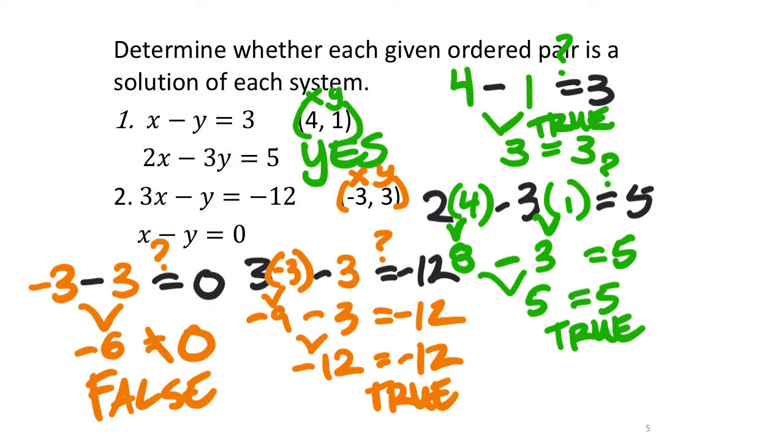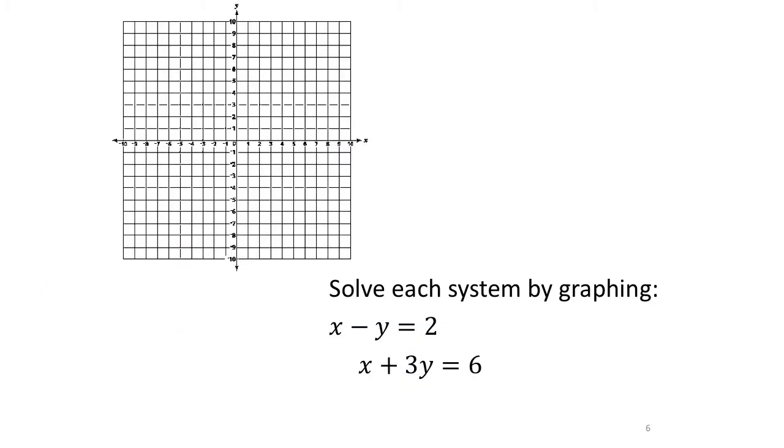Okay. Since it's false, the ordered pair (-3, 3) is not a solution. So I'm going to say no, it is not a solution. But again, it's not a solution to the system, which means it needs to be true for both. Eventually, it's possible you could see up to 3 or 4 equations. Most likely 3, though.